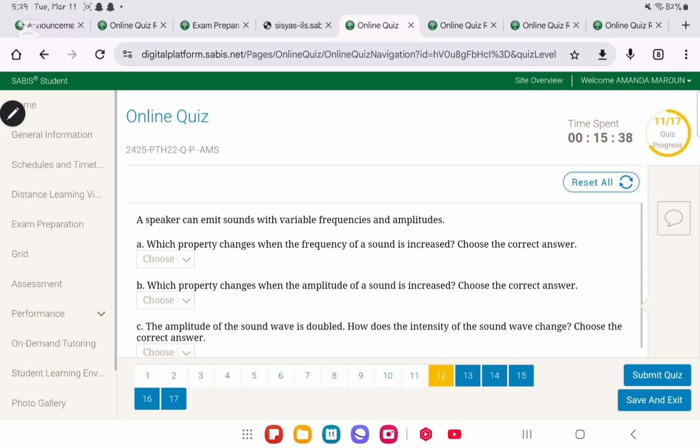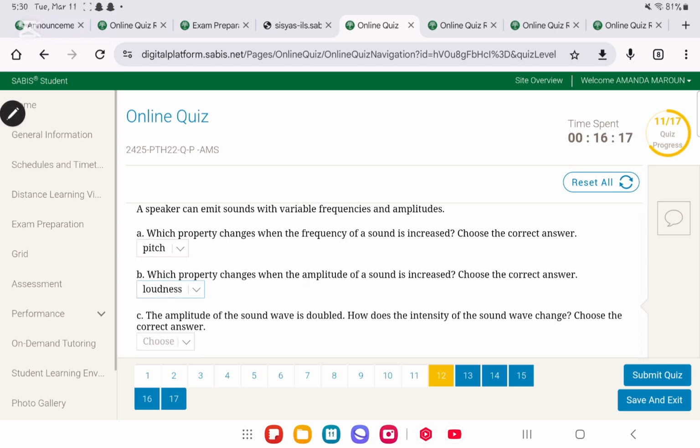We move to question number 12. Here I told you to remember that whenever you see frequency, you know that it is directly proportional to the pitch. That means when the frequency changes, then the pitch is gonna change, okay? Which property changes when the amplitude of a sound is increased? Again, as we said, the amplitude is directly proportional to the loudness. So as the amplitude increases, the loudness is gonna increase.